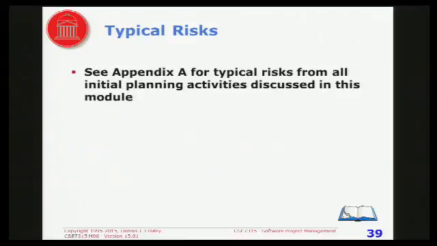Now, Appendix A of this module has a bunch of information about risks that come out of initial planning. This will be helpful to you when you do assignment 2. So I'm not going to go through them all.